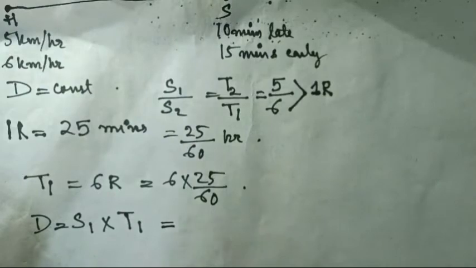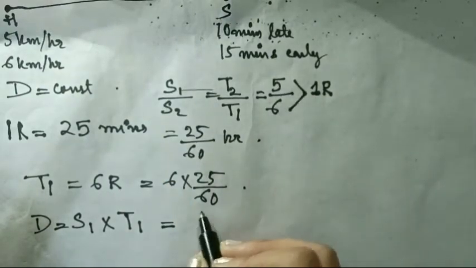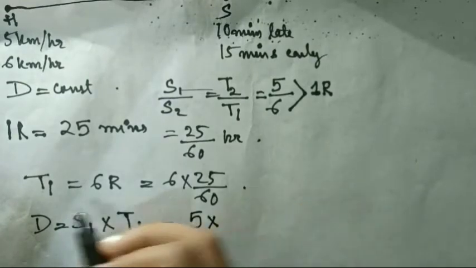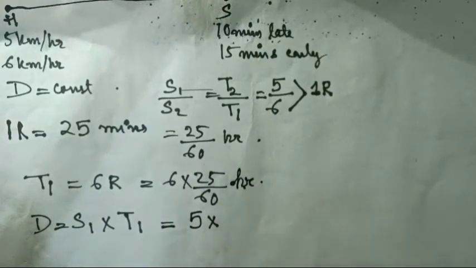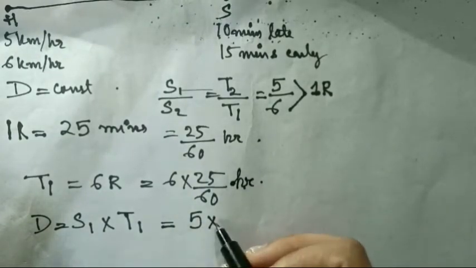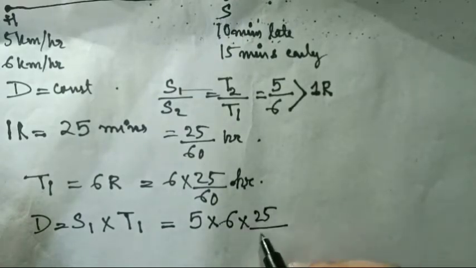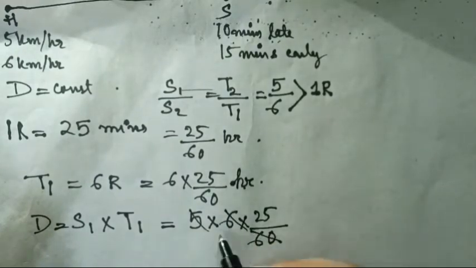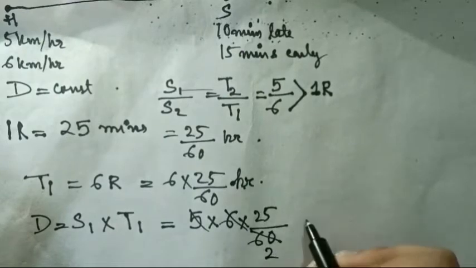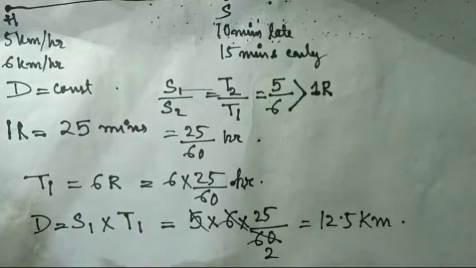So S1 into T1 equals, S1 is 5, so 5 into T1, which we calculated as this much R. And this 5 is 5 km per hour, so the unit is the same. Whenever you calculate, you need to keep in mind that the unit is the same. Now this is 30 and this is 60, so this is 2. Now 25 by 2 is 12.5. This is in kilometers. So we got the distance.